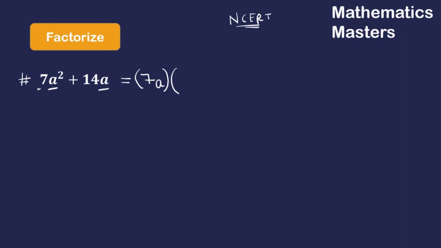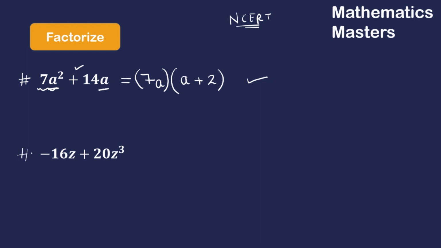So 7a is the expression which has been taken as the common. Now in the next bracket, if I divide the first term with 7a, 7 gets cancelled, a square divided by a is a. Now over here is plus, so write plus over here. 14a divided by 7a is only 2. So the answer is 7a multiplied by a plus 2. Let us do one more question.